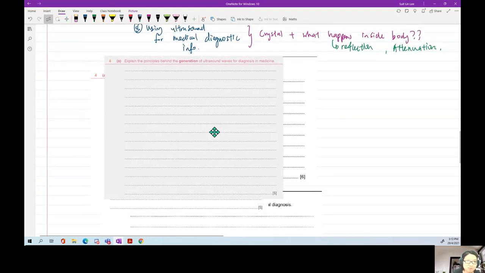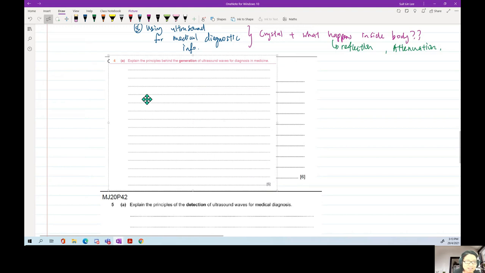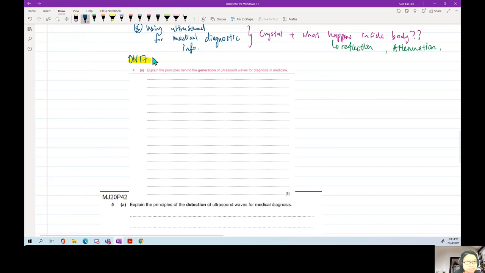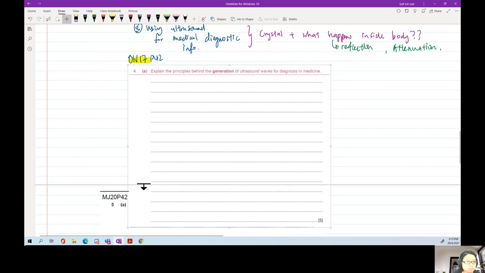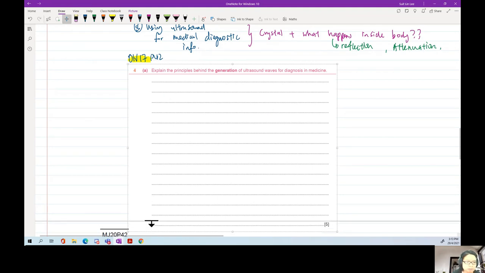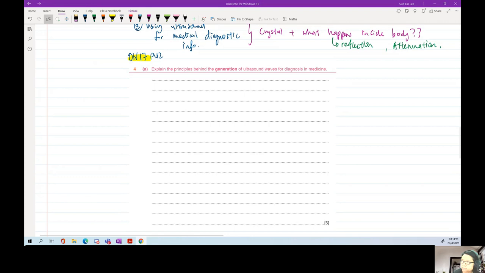Okay, anyway, the recent one is just generating. I'll do one for generation and one for detection now. This one is from ON17 paper 42: principles behind generation of ultrasound. Gotta make this bigger. For 5 marks, start with the crystal in the transducer. You write crystal and transducer, you got marks already, because it shows that you kind of studied.